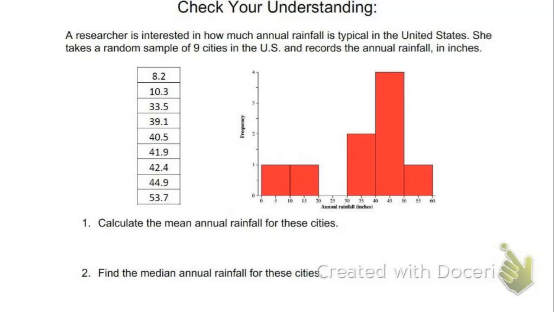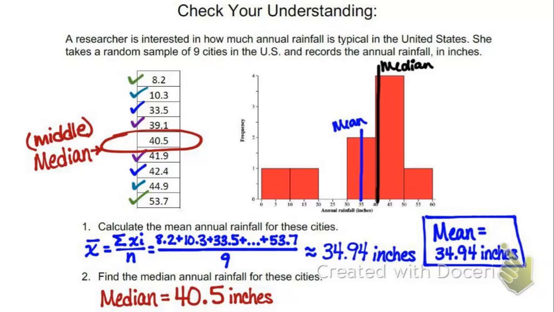Came up with and compare that to what I've got for these. Your mean should have come out to be 34.94. Median was 40.5. I calculated it out by hand. You did not have to calculate it out by hand. I showed it calculated by hand because I can't show the calculator doing its thing up here.